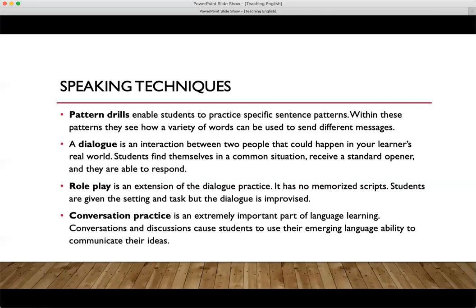Conversation practice is an extremely important part of language learning. Conversations and discussions cause learners to use their emerging language ability to communicate their ideas. They use the word structures and words that they know, but even more importantly, they learn new words and new structures so that they can communicate their ideas to others. Set aside a portion of most sessions for conversation.